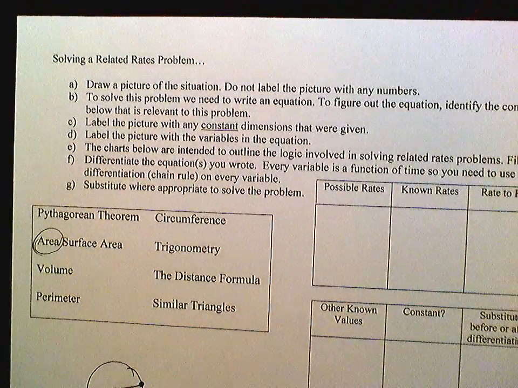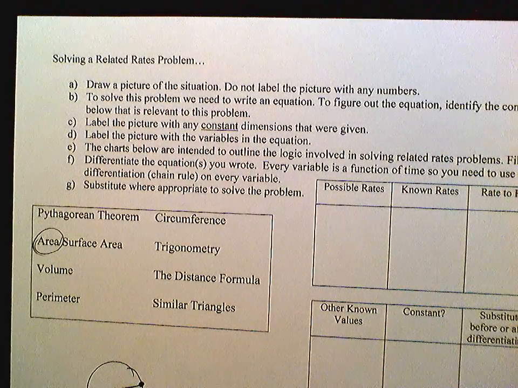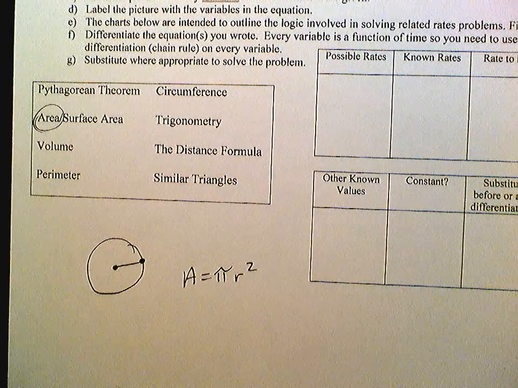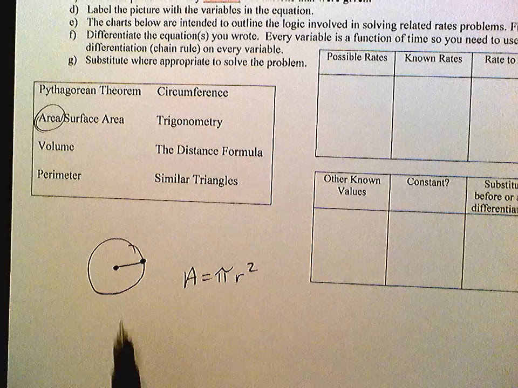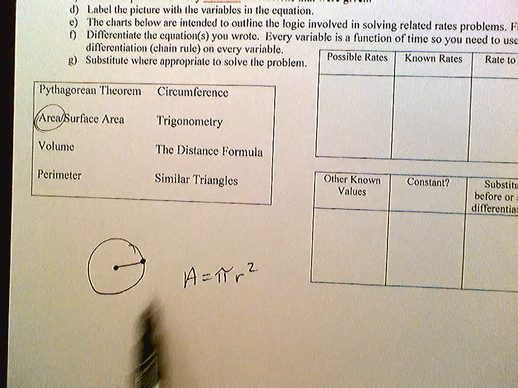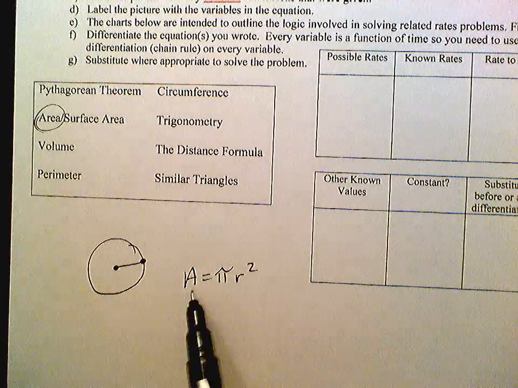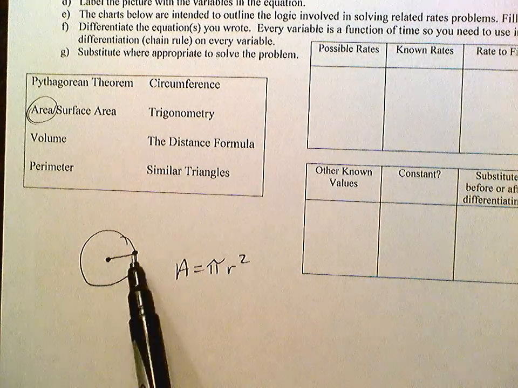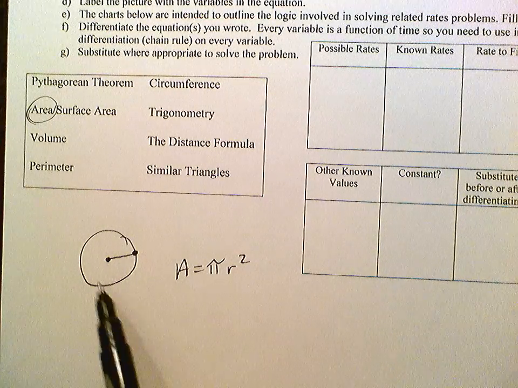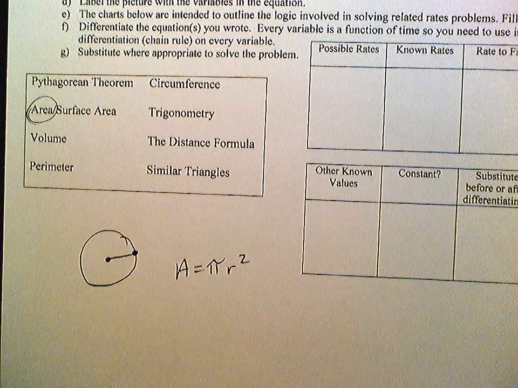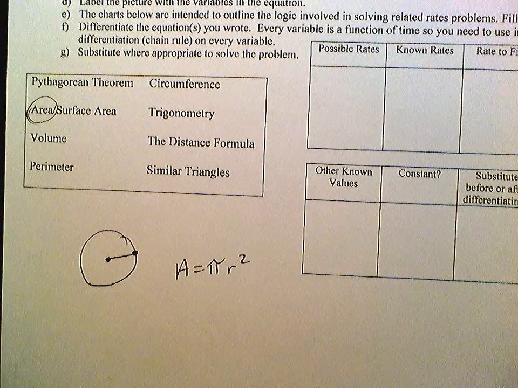Label the picture with any constant dimensions that were given. Never label your picture with a number unless it is a constant. Well, let's think about what's changing. Water is pouring down, and this pool is getting bigger. So the dimension I'm dealing with is the radius. The radius is changing. The area is changing. Nothing is constant, and they're not giving me any constant numbers anyway.